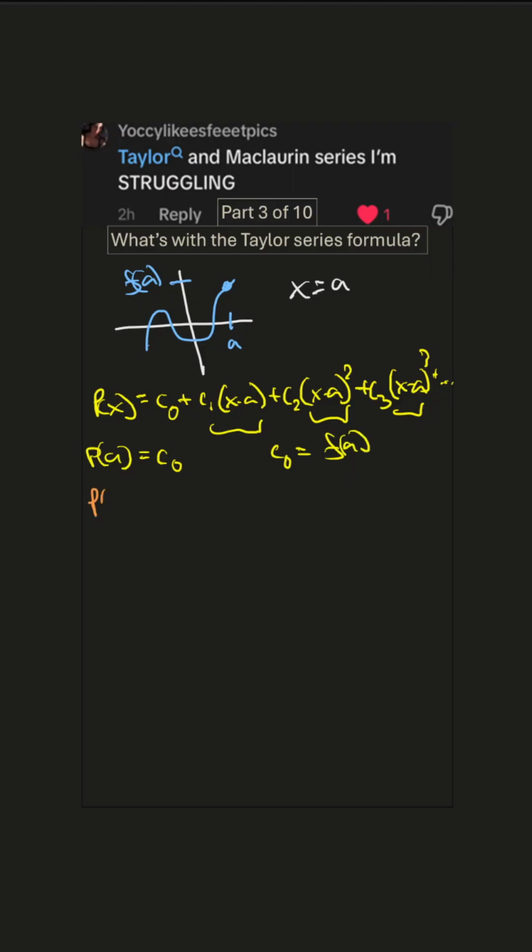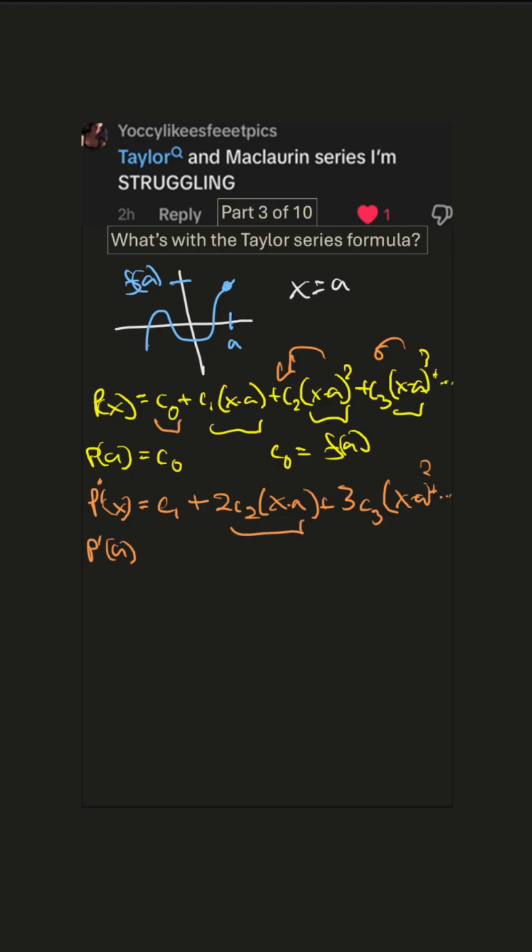Okay, let's keep going. Let's take p prime of x. Then c sub 0 drops. We're left with c sub 1 plus 2 c sub 2 times (x minus a) plus 3 c sub 3 times (x minus a) squared, and so on. P prime of a. Again, everything drops except for the first term. Now what does c sub 1 represent? Well, it's the first derivative, so it's the slope here. We want that to match our function. So we set c sub 1 equal to f prime of a.